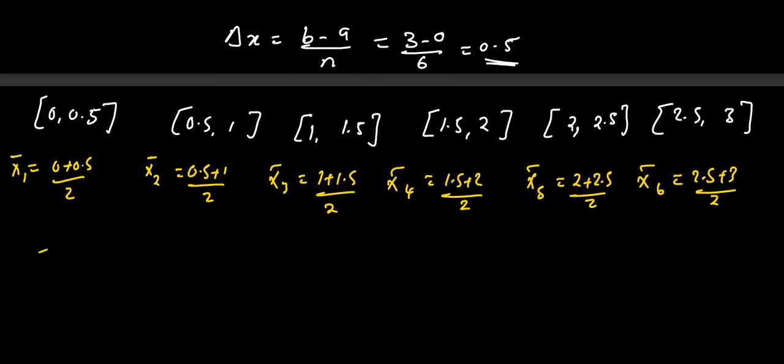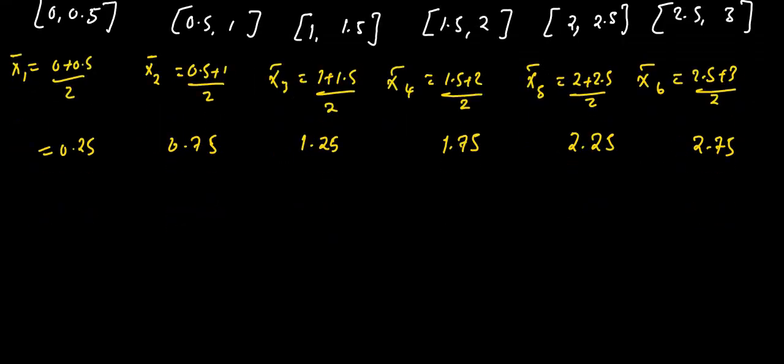Then this is going to give us a summation here. When you do the punching, you should get 0.25, 0.75, 1.25, then 1.75, then 2.25, and the last one gives you 2.75. Then we need to get the function at these points, the midpoints.